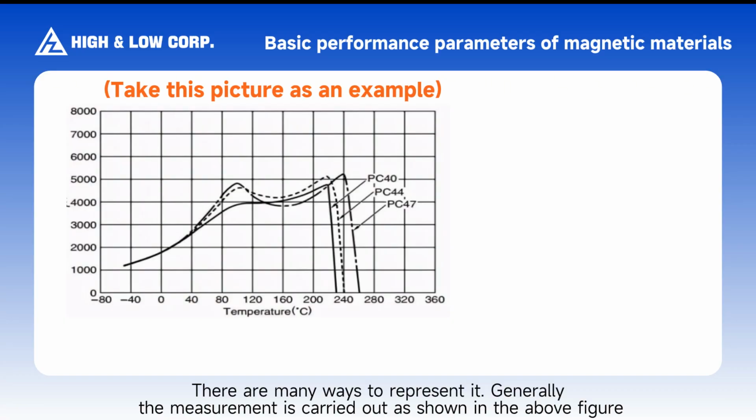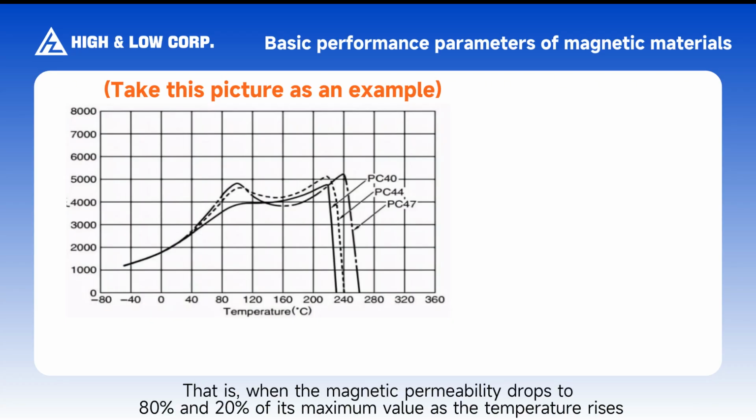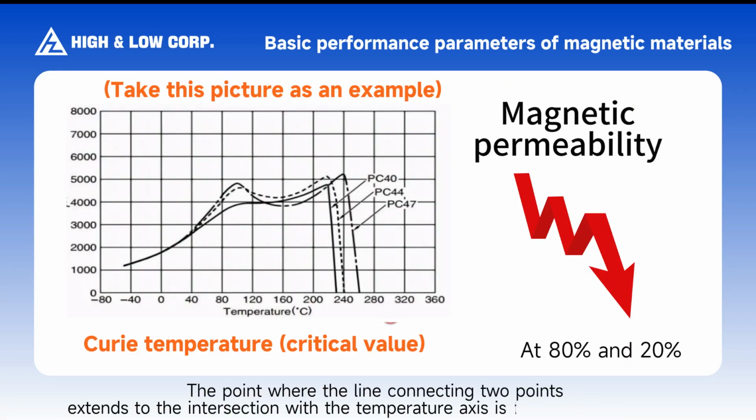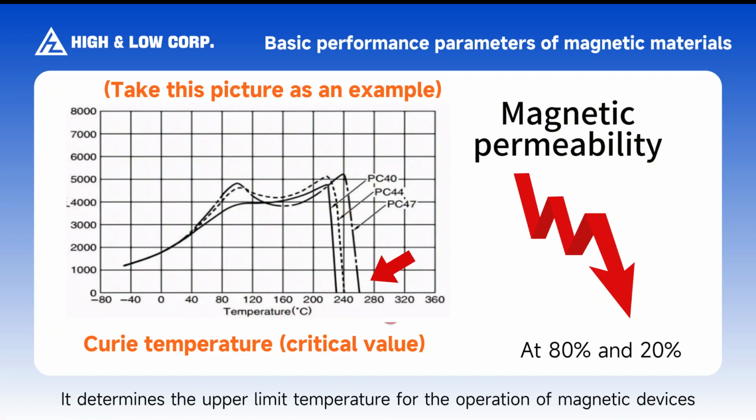Generally, the measurement is carried out as shown in the above figure. That is, when the magnetic permeability drops to 80% and 20% of its maximum value as the temperature rises, the point where the line connecting two points extends to the intersection with the temperature axis is the Curie temperature. It determines the upper limit temperature for the operation of magnetic devices.